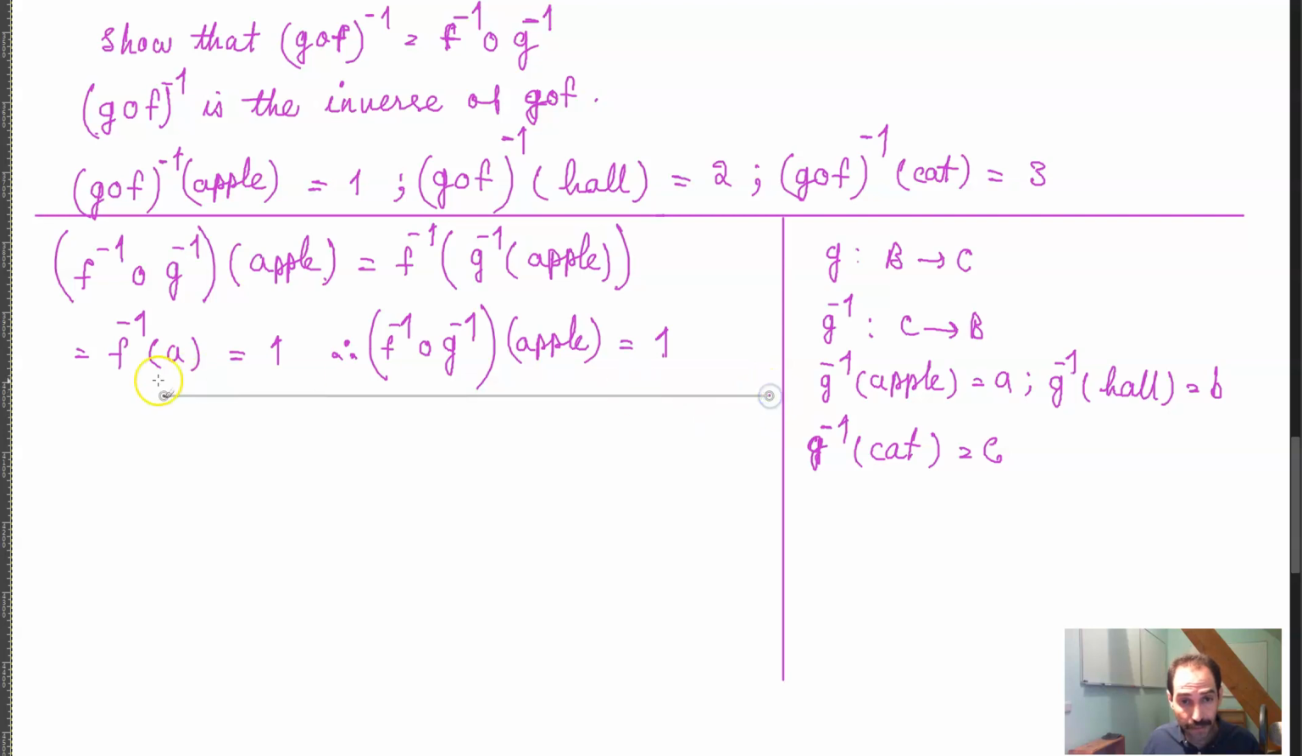Now by the same process and logic, you can say that f inverse composed with g inverse of, for example, ball, is the same thing as f inverse of g inverse of ball.